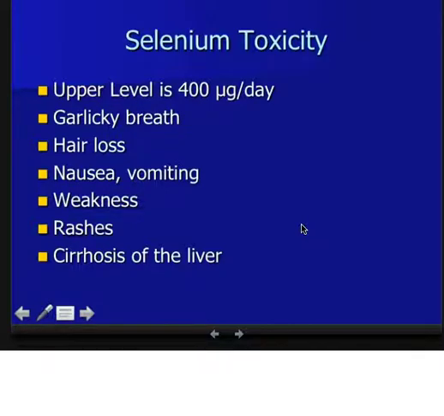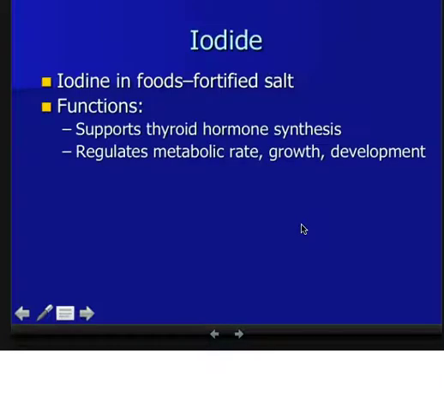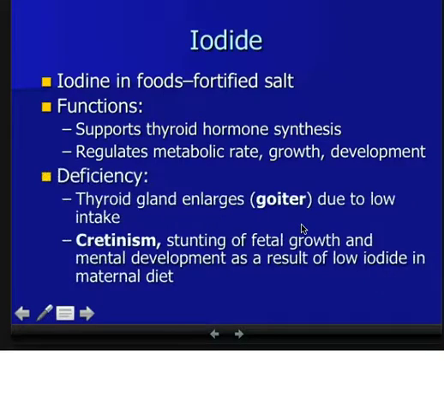It's also a major detoxifier and a major blood protein manufacturer. So you lose your liver, you lose a lot. Okay, iodide. It's found in foods, usually in iodized salt. It supports thyroid hormone synthesis. In fact, it is a structural component of thyroid hormone. This regulates the metabolic rate as well as growth and development.